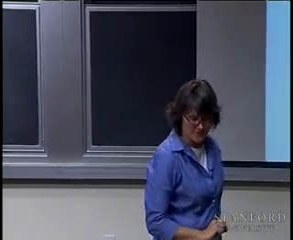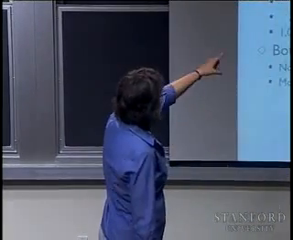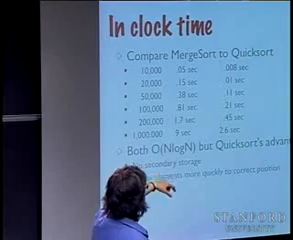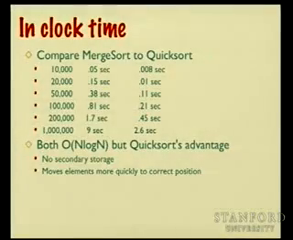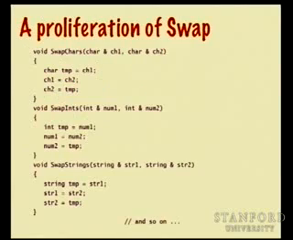Oh, there's some numbers. I forgot to say about that. Just to say that in the end, which we saw a little bit in the analysis, the constant factors on quicksort are noticeable when compared to merge sort, about a factor of 4, moving things more quickly and not having to mess with them again.